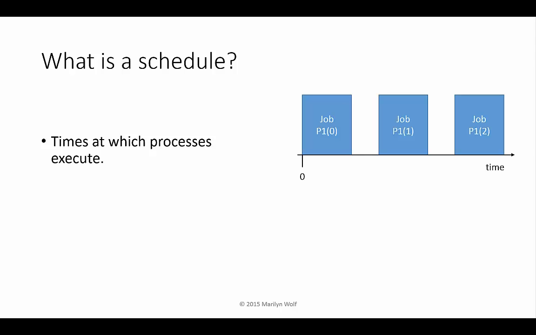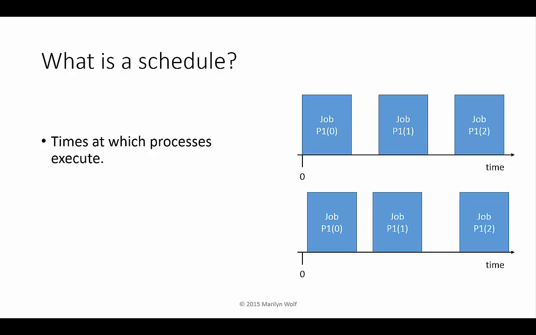So here is a set of jobs. They execute at particular times. This is one schedule for the system. Here are the same jobs that are executing at different times. So this is a different schedule for the same system.